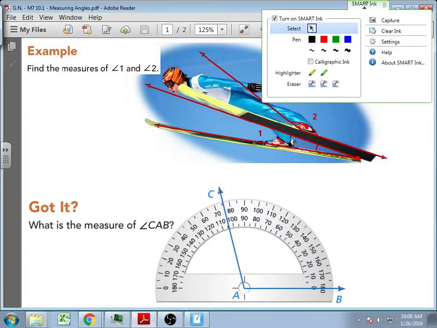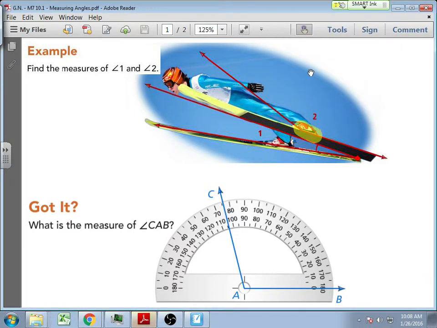Here's angle 2, a different look because I'm back in your notes. This is the first part of the angle following his ski. This is the other part of the angle following his body up. So we're looking at the angle that he makes from his ski to his body, because when long jump skiers make the jump, they lean as far forward as possible so that they're cutting through the air, so they have less wind resistance.